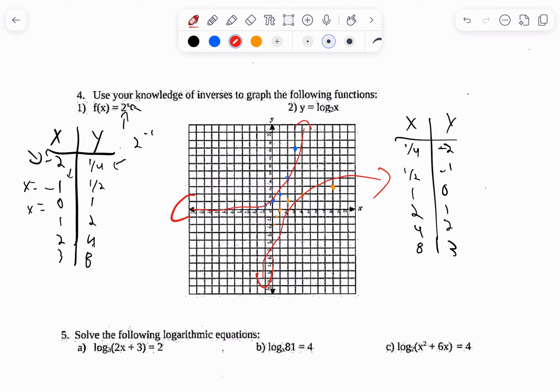By the way, I'm pretty sure it won't ever actually touch the x equals 0 line, or over here the y equals 0 line, because like we learned, it always gets very close, but it never touches it.